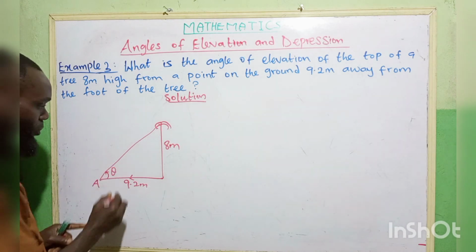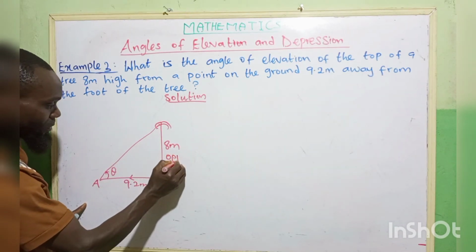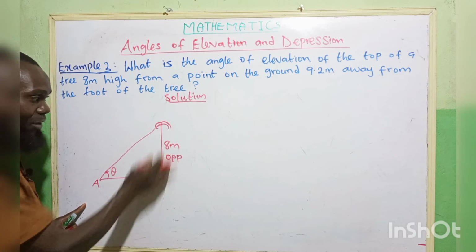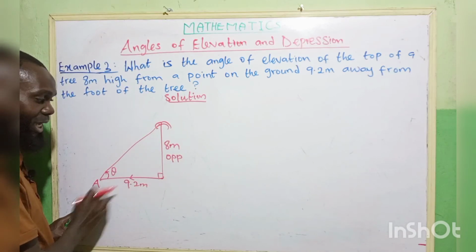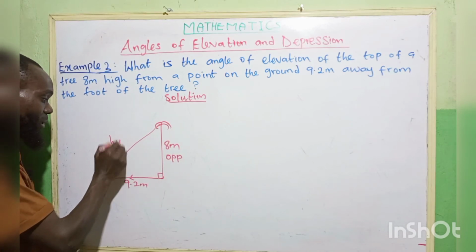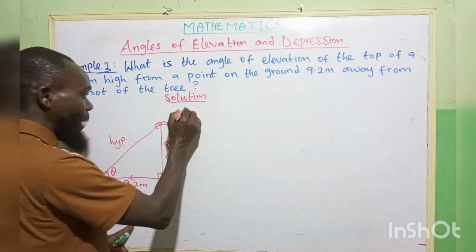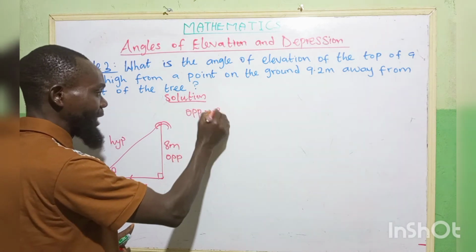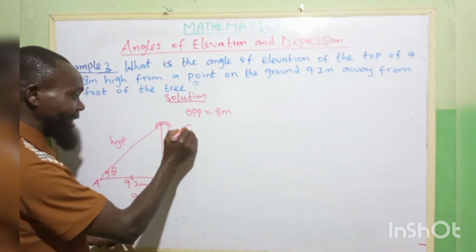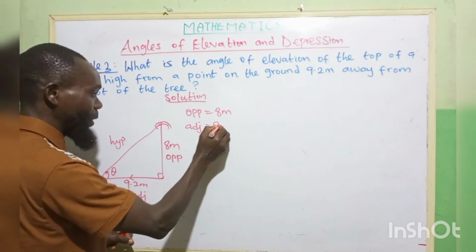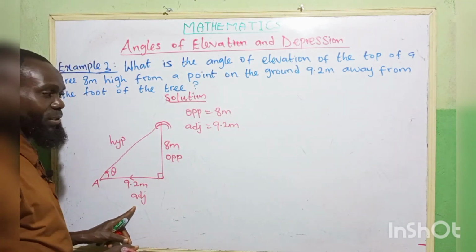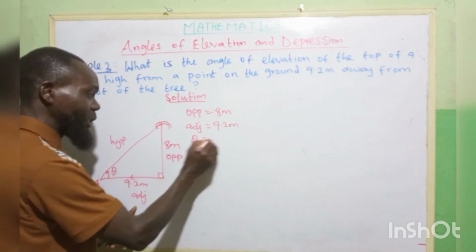Now, for this angle, this is my opposite. You are going to have box 90 here where we have vertical and horizontal. The side facing it is the hypotenuse, while the remaining side is your adjacent. So opposite is equal to 8 meter. Your adjacent is equal to 9.2 meter. Likewise, our angle theta is unknown.